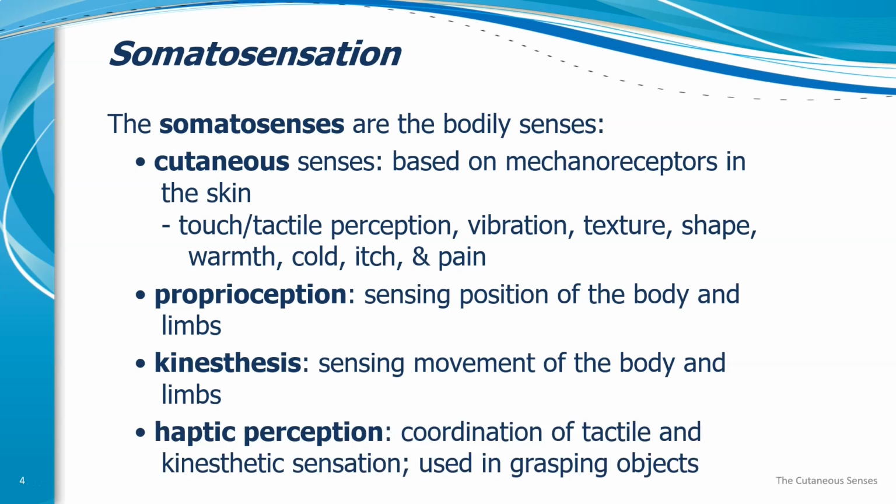Haptic perception, interestingly, is sort of a higher order sense because it is a coordination and combination of tactile and kinesthetic sensation. So for example, if you're going to grasp an object, like picking up an egg, you have to sense when your fingers are actually touching it, and then you have to squeeze it, but not squeeze it too much. You don't want to pick up an egg and crush it and make a great big mess. So that is its own thing called haptic perception.